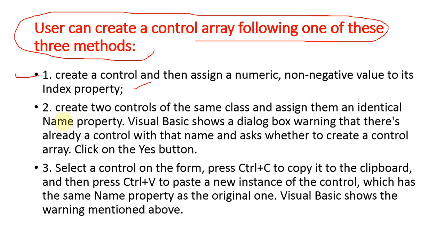The second method is to create two controls of the same class and assign them an identical name property. Okay, Visual Basic shows a dialog box warning that you already have a control with this name. This I have already given, isn't it? Okay, so then click on the yes button. So this is the method how you can create.